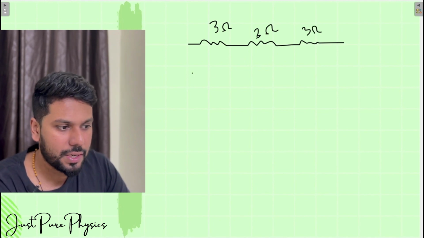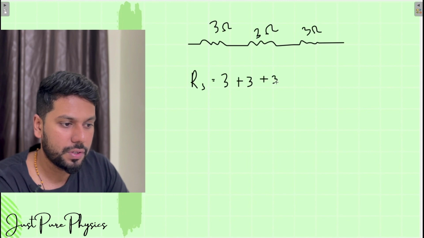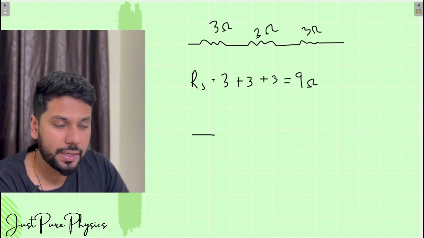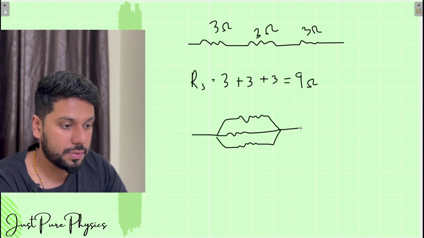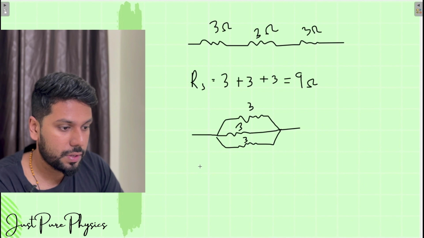So in series connection, you are going to have 3 plus 3 plus 3, that is going to be 9 ohms. In parallel connection, same 3 ohms, I'm connecting in parallel. You see, I have 3 ohms, then I have 3 ohms, then I have 3 ohms.